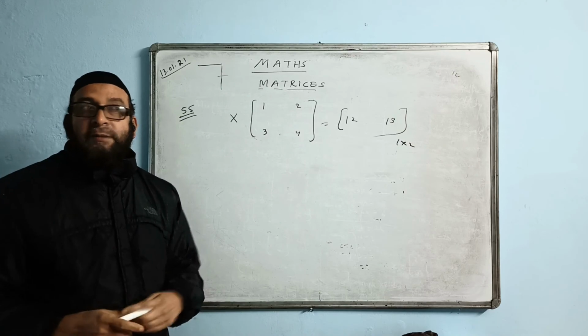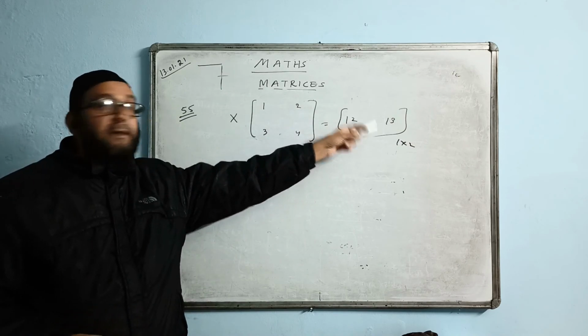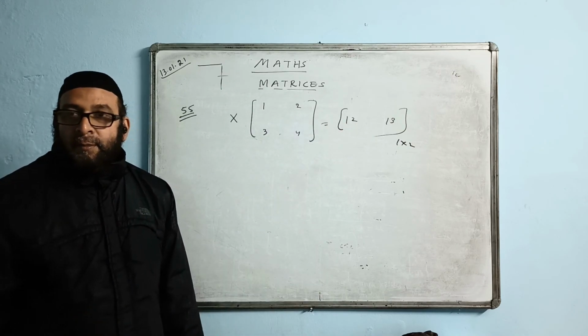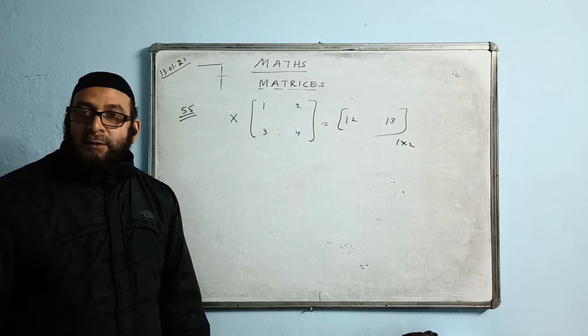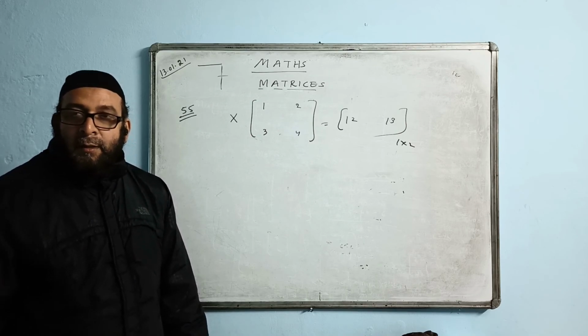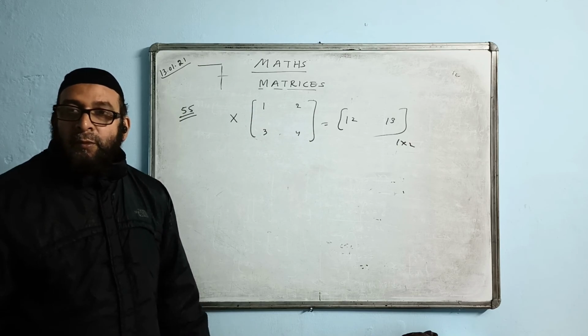The unknown matrix will always have the same order as the order of the answer matrix. So what is the order of the matrix X? 1 by 2. Understood or not?